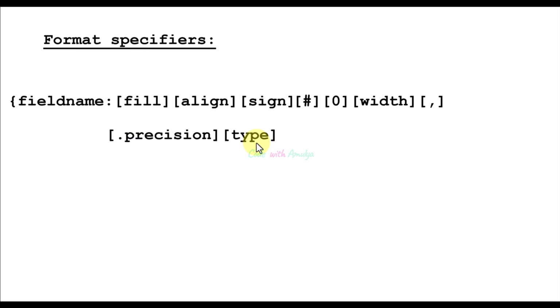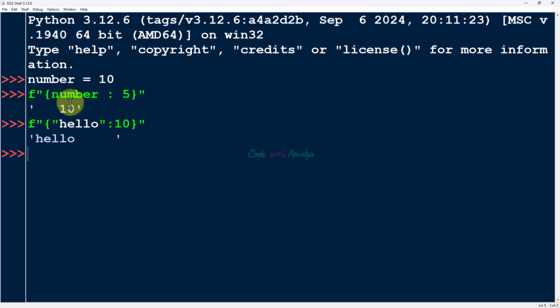First let's talk about the default values for different fields. The default value for fill is space, and for alignment, left alignment for strings and right alignment for integers or floats, and it applies only when width is used. If width is not given, we can't see any alignment. For example, here I take the number 10, and if I take just 5 here, that is the width, the total length of the string is 5, and you can see spaces, which is the default value for fill. It will pad the value with space.